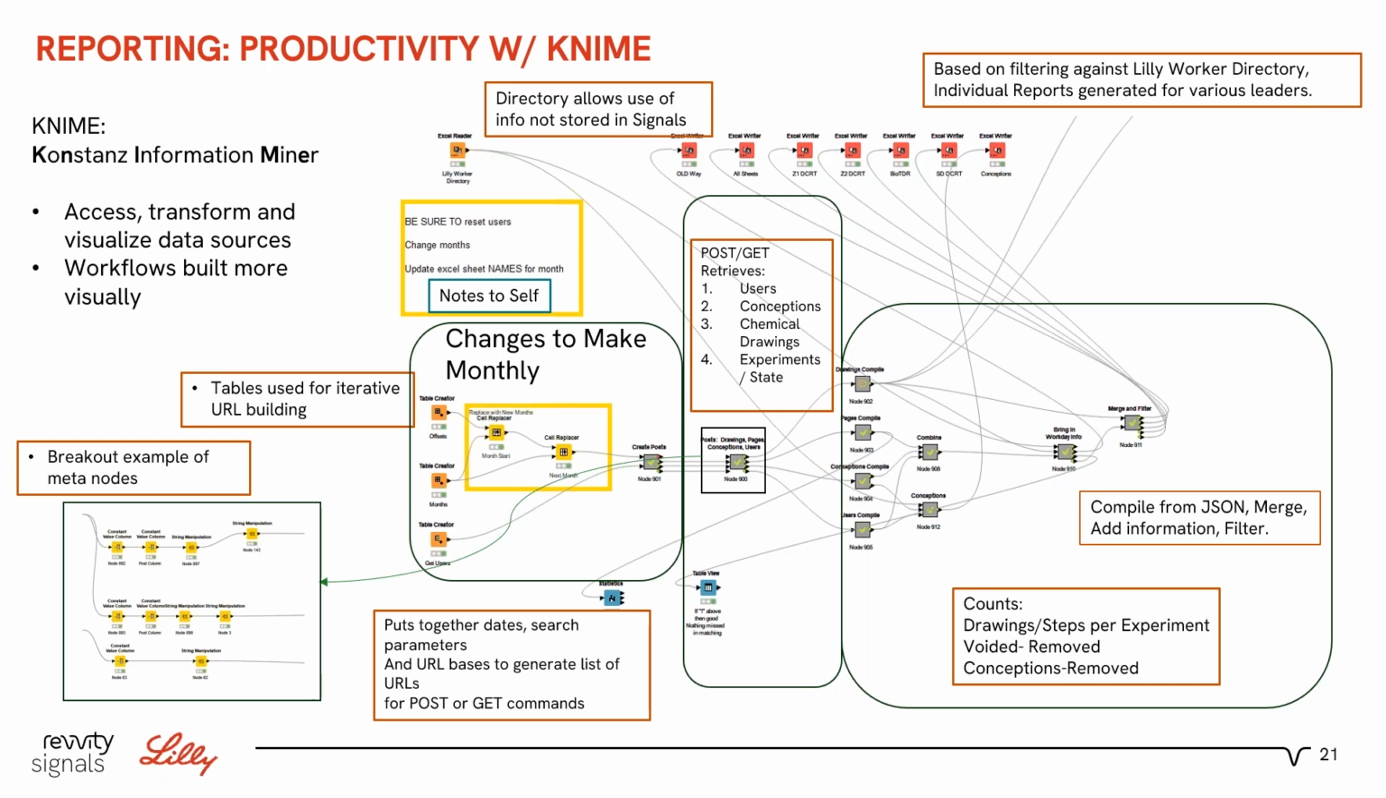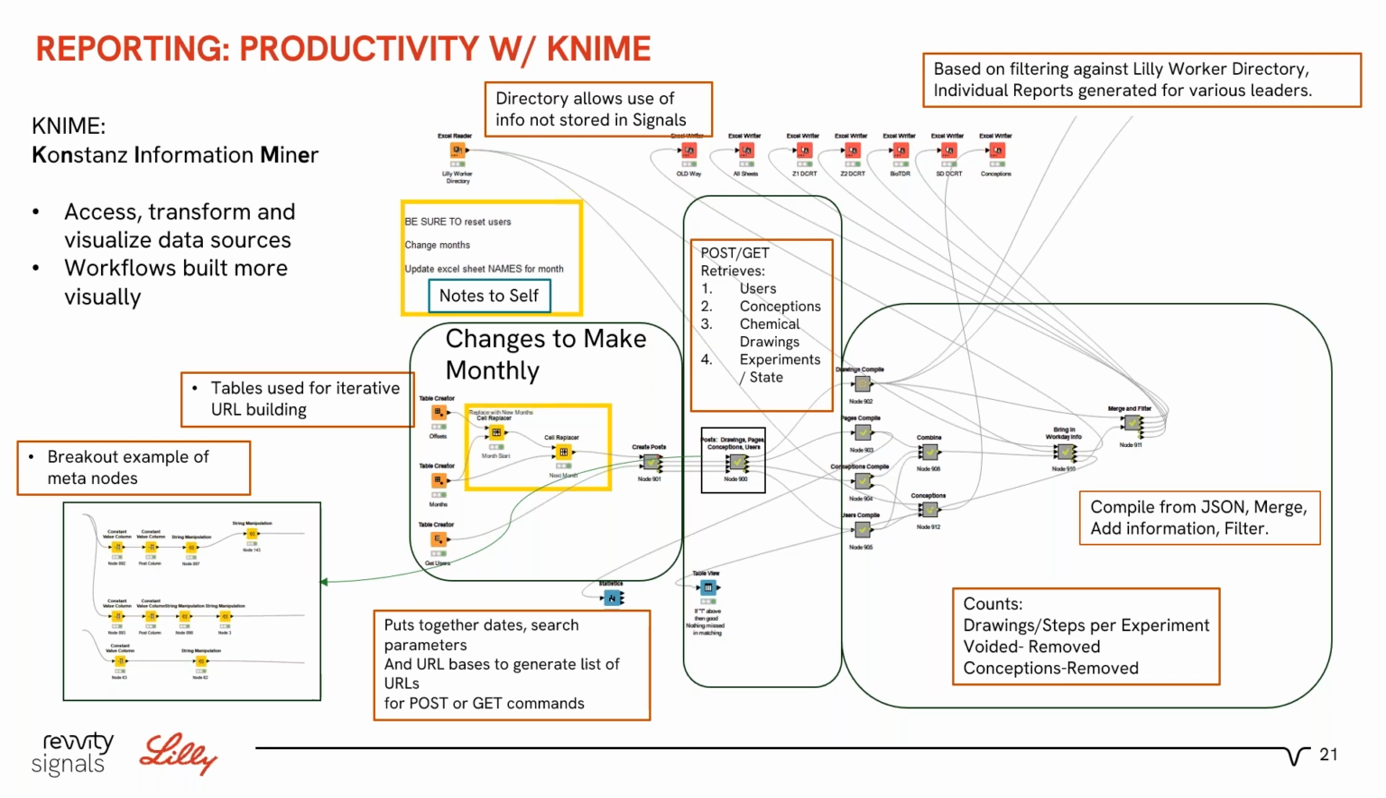So in the middle, I've got changes that I make monthly. Just in the yellow box there, I can change the months that I want to start and end. And then I go in and it creates my posts for me based on the things I have in the tables. That'll then go into running those post and get commands from the API to pull in drawings, pages, conceptions, users, and experiments and their states.